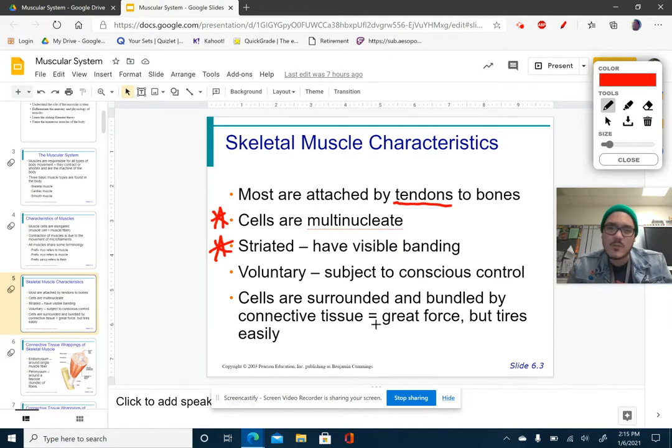specifically skeletal muscle. Skeletal muscle is also voluntary, so you have conscious control of this, so you can consciously choose to activate these muscles. And lastly, cells are surrounded and bundled by connective tissue. That means that they generate great force but tire quickly. That is very important to the structure of these muscles. They can generate a lot of force when needed, but they do tire relatively quickly as well, so we do have to keep that in mind.